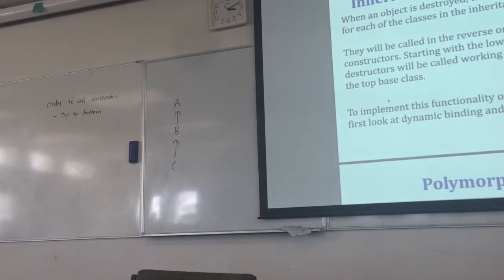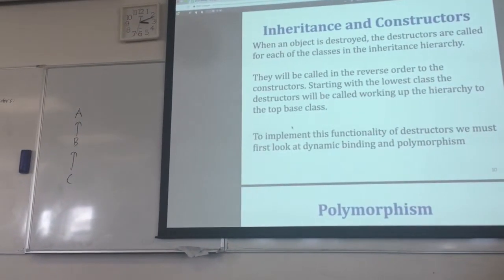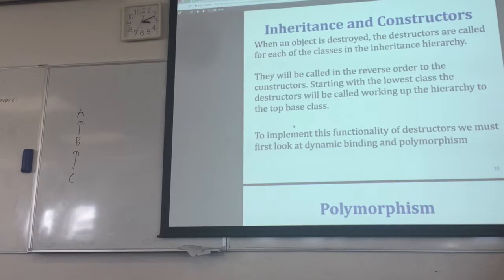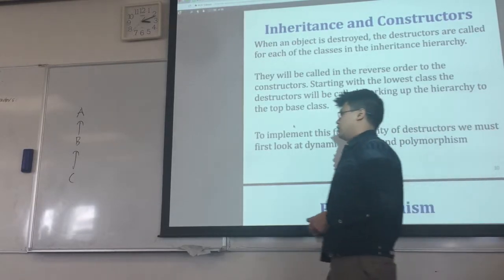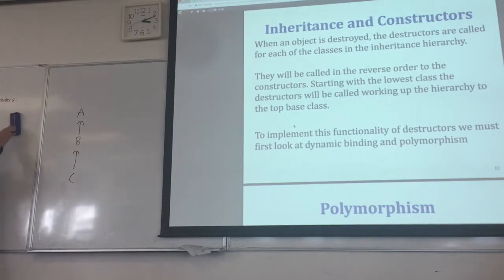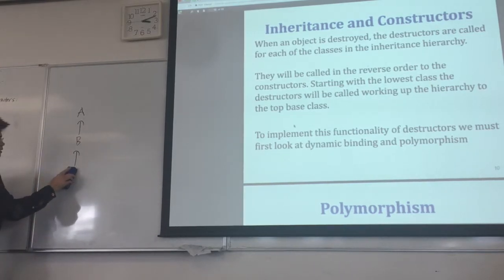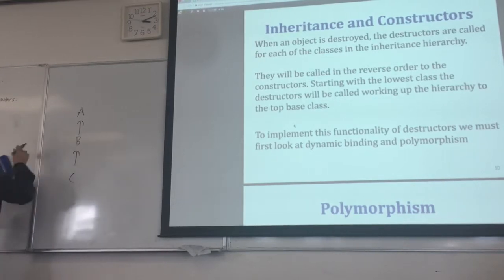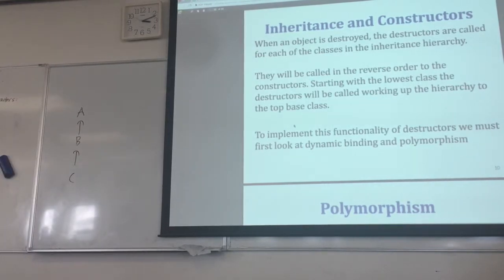Now the constructor is a special function in a class. There's another special function, which is a destructor. The destructor is called when an object is out of scope, or if you allocate its memory dynamically and you use the keyword delete. So let's say A goes out of scope, then a special function called the destructor of A will be called.